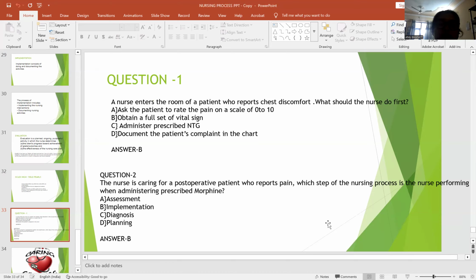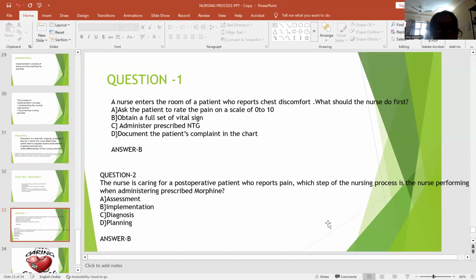So, according to that, my answer is B: check the vital signs of the patient. Why? Because chest discomfort is subjective data, given by the patient. In this case, no airway, ABC is compromised. So first of all, we have to assess the vital signs of the patient. Okay.